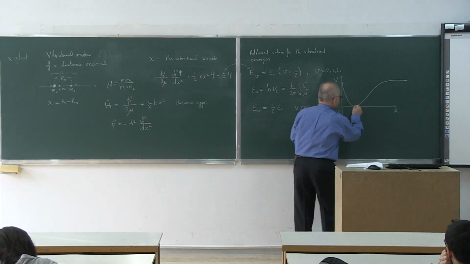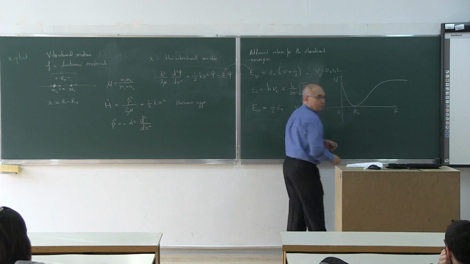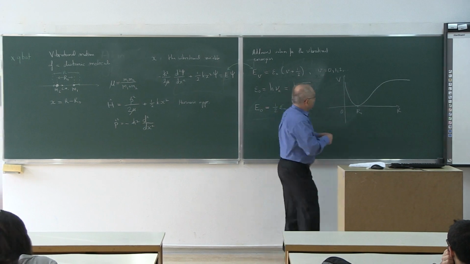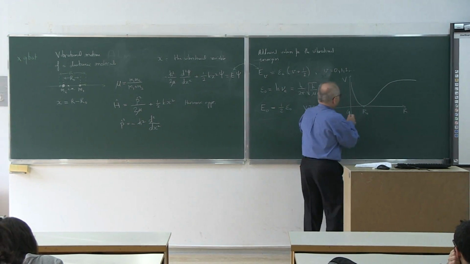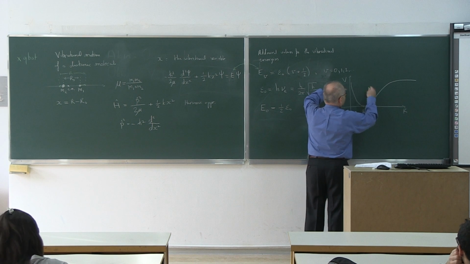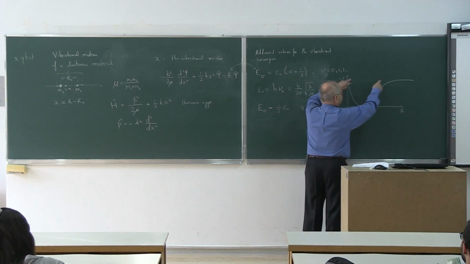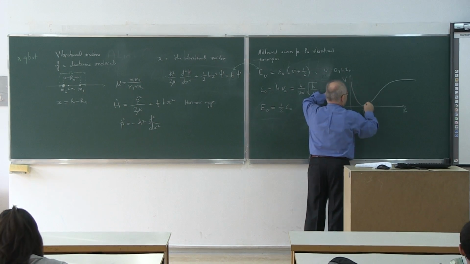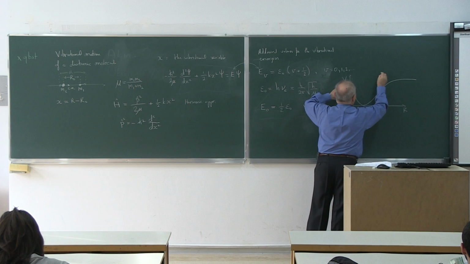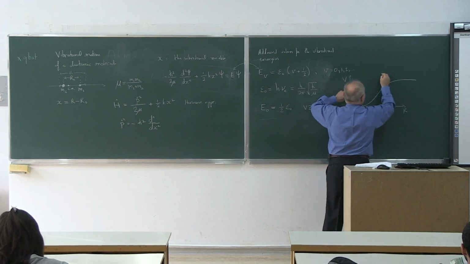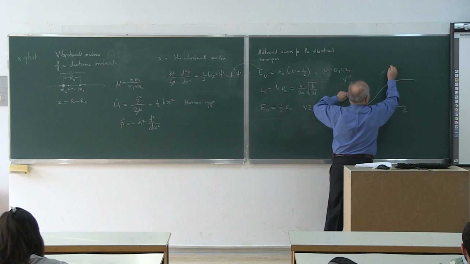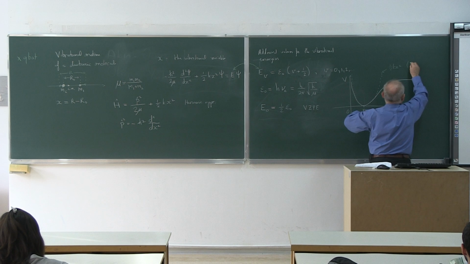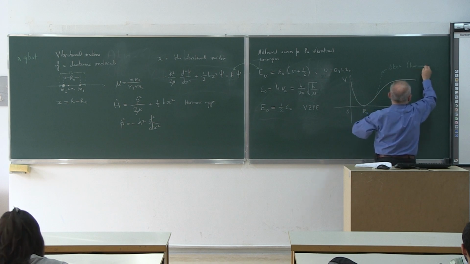This is the true potential. This is equilibrium. It corresponds to the minimum in this. Now, the harmonic potential is a parabola which is fit to this curve. This is 1/2 kx square, the harmonic potential.